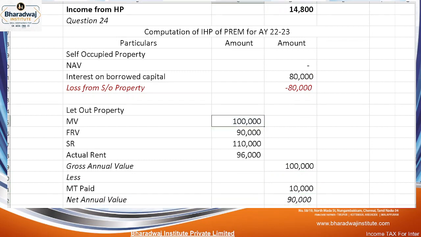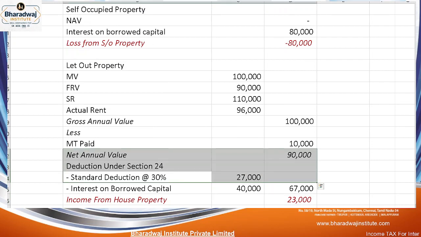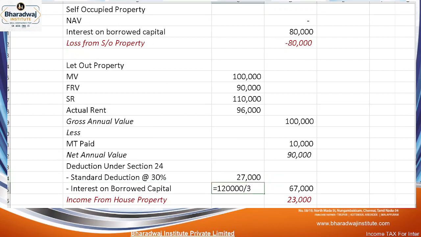Otherwise, directly you can take this value into 10%. This 1 lakh into 10%, 10,000. We get net annual value less standard deduction and interest on loan 1/3. Standard deduction is 30% of 90,000. Interest on loan 1,20,000 into 1 by 3. So from 90,000 deduct these two, you get 23,000 income from let out portion.